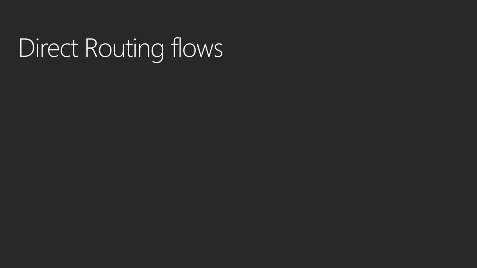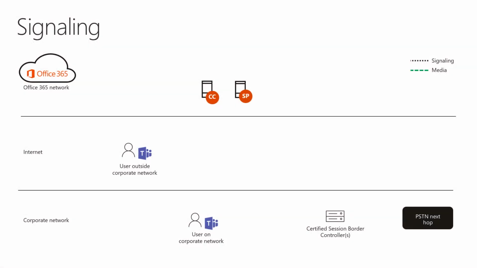So now that we know why direct routing is great and why we want it, let's take a look at the flows. Let's start with signaling. First, let me introduce the diagram. At the top, you see the Office 365 network, the global network that is run by Microsoft to deliver great quality for Office 365 services to all of our customers. Then we have the internet. And finally, on the bottom, we have the corporate network, your company network.